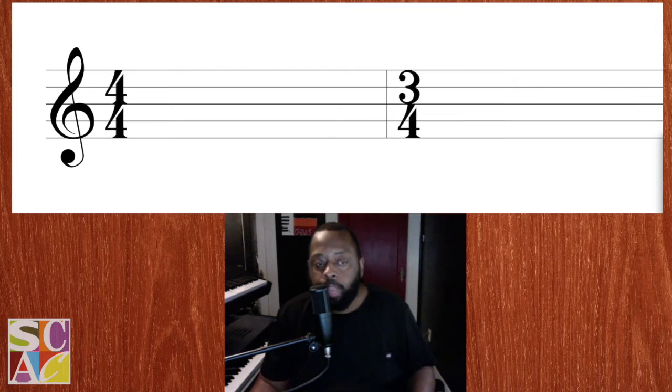Now here comes the time signatures. The top number represents how many beats can fit into this measure. So for this example, the top number is 4, which means that 4 beats can fit to complete this measure. For this example, you see we have a 3, which means that only 3 beats can fit to complete this measure. So let's go back to the first example here, 4/4 time, or as called common time.